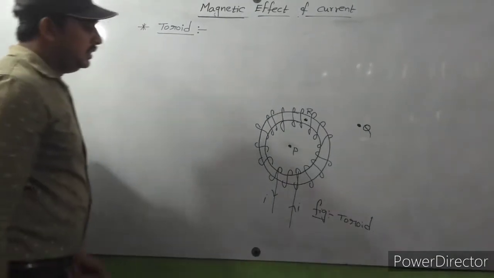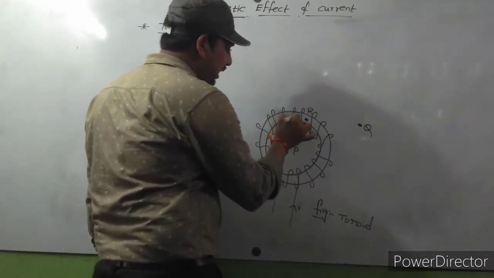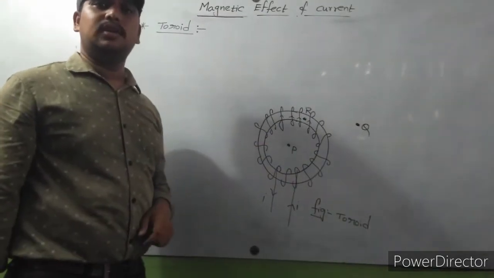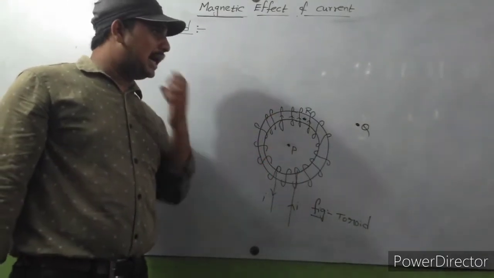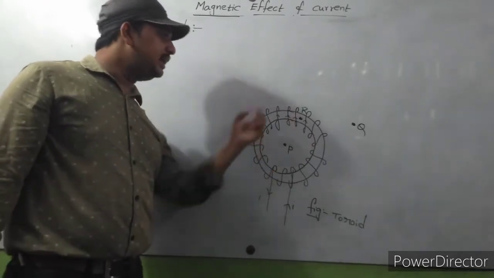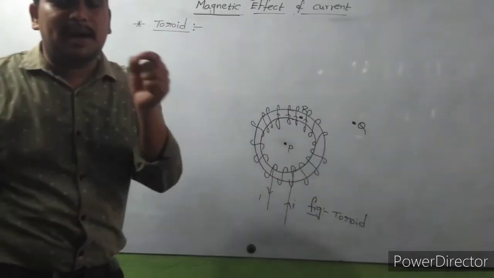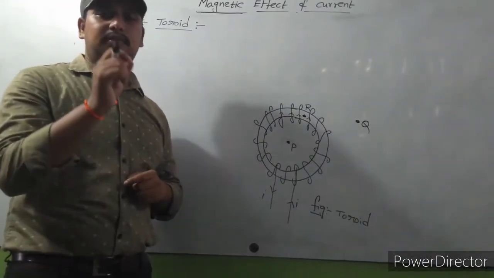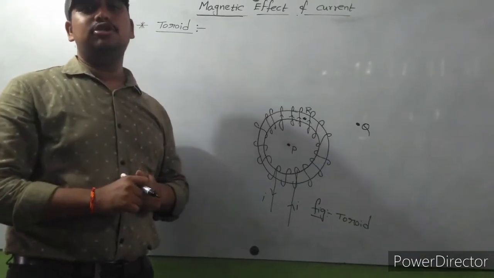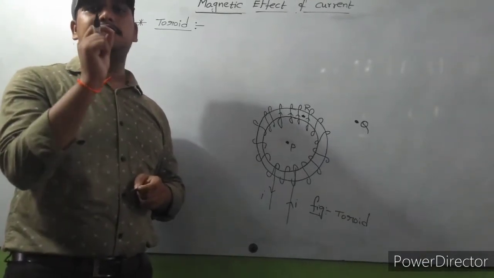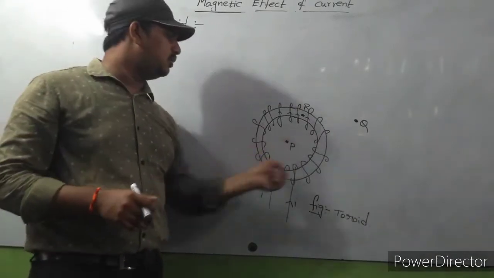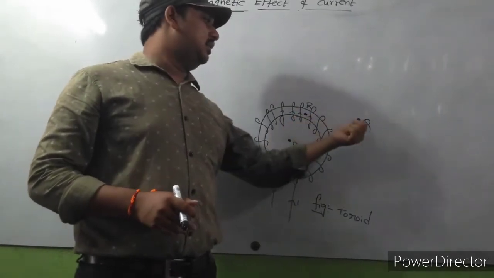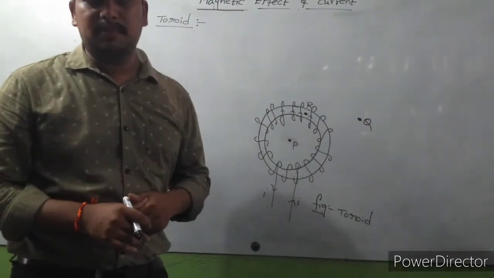You know already, here I be the current passing through this toroid. Am I right? Whenever current is passing through this conductor, definitely it will produce magnetic field lines. Whenever electric current passes through a conductor, definitely it will produce some magnetic field. That magnetic field is acting on P, on R, and on Q. Did you get my point?